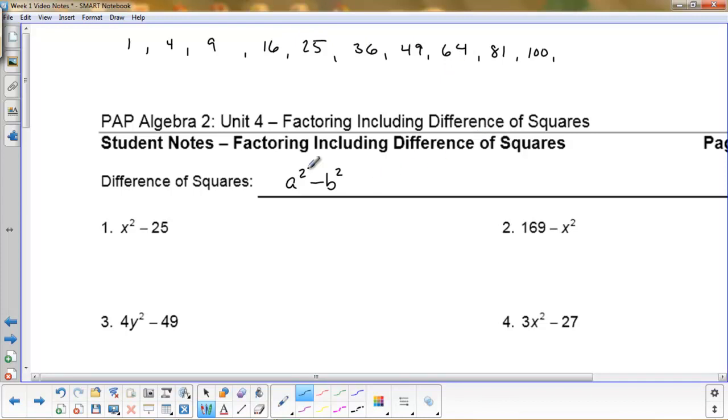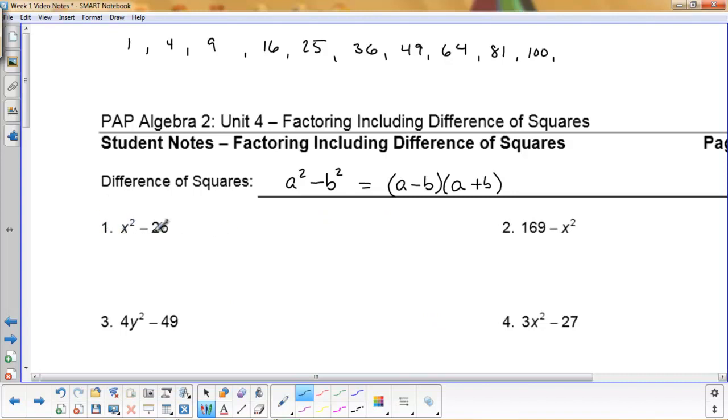Once you recognize that you've got two perfect squares and they're being subtracted from each other, you can automatically write it as a minus b times a plus b. I'll show you why that's the case after we look at question number 1. Once we've done there, then you can use the difference of squares the rest of the time, no big deal. But I want to show you at least one example so you understand what's going on.